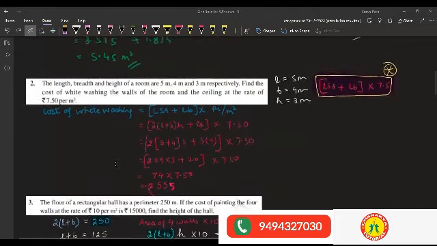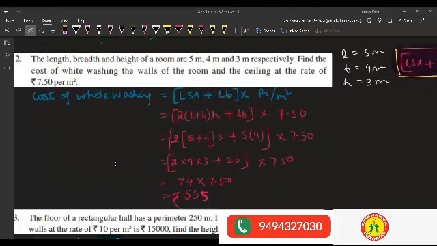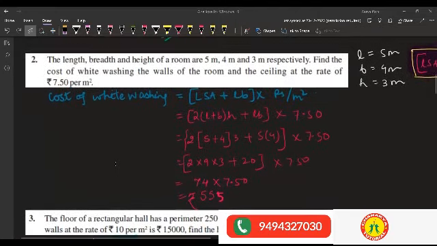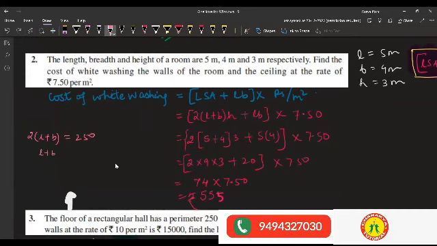Do question number third. Now try to understand question number third. A floor of a rectangular hall has a perimeter of 250. What do you mean by perimeter? 2 into L plus B. I'll just write the hint on the top. So 2 into L plus B is given as 250. So L plus B you can directly write, that is 125. This is equation number 1 you got.